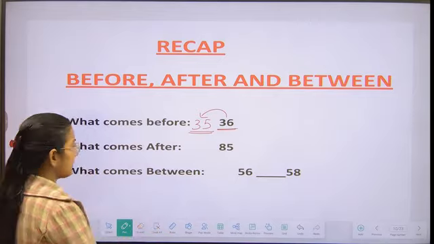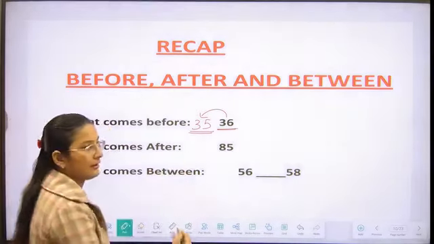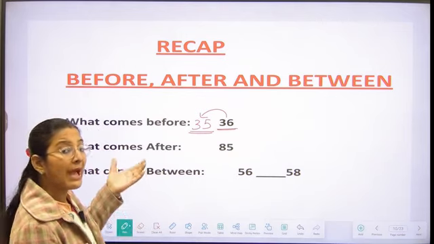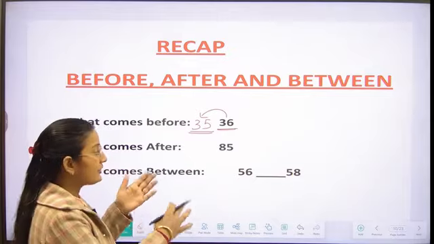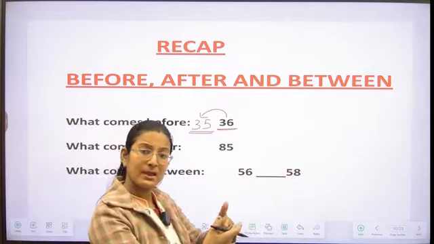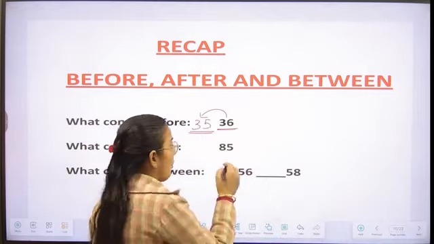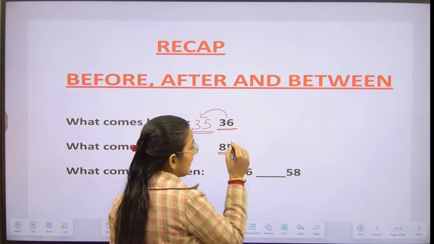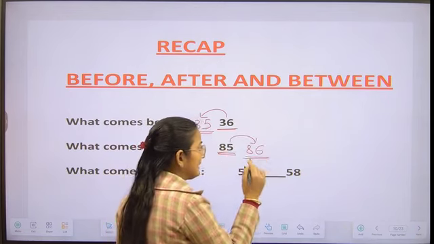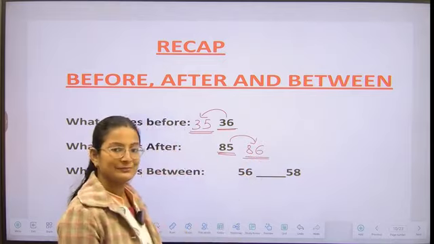Read the next question with me. What comes after 85? What we have to do in this question? We have to write the number which comes after 85. After का मतलब क्या बताया था मैम ने? जो उसके बाद में आता है। So what comes after 85? The number, yes, 86. So 86 comes after 85.